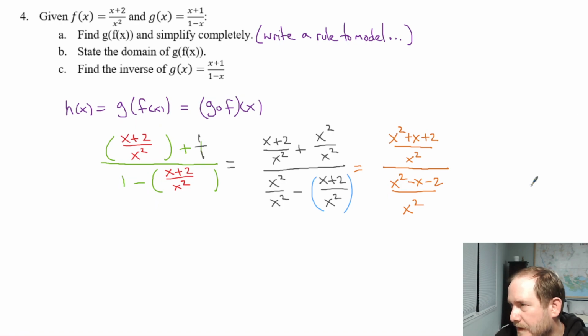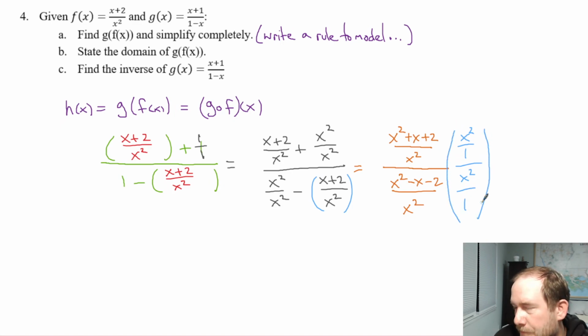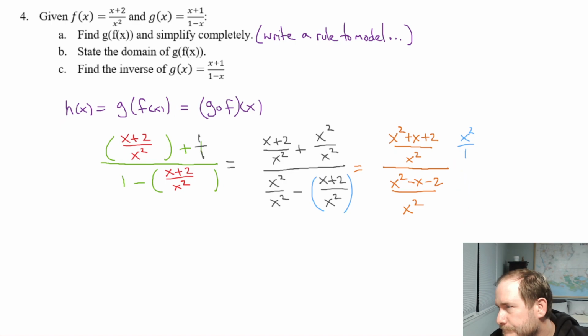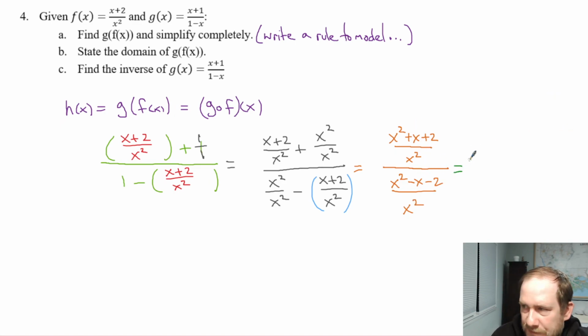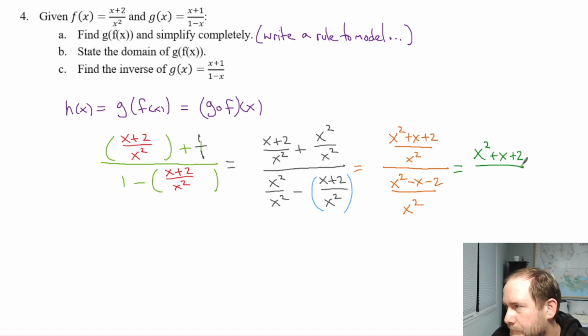From here, I hope you all remember that you can just cancel the x squareds. Essentially, you're just multiplying by x squared over 1 over x squared over 1. And if you multiply through by that, then all the x squareds can cancel. That's one way to think of it. Another way, maybe the better way, is that anytime we've got these big complex fractions, you're taking the numerator and instead of dividing by the denominator, you're multiplying by the reciprocal of the denominator.